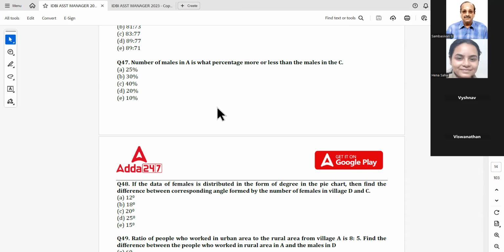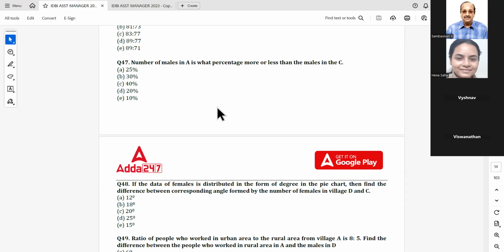We can straight away find out from this also. For example, find the difference between females in D and C. The difference between females in D and C is only 50. 50 of 1200 into 360 is equal to 15%. It's an easy question. Saha, if you don't follow, let me explain. I am able to follow this very easily.